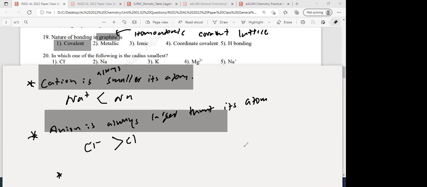So write the third point now. When the charge of the anion increases, what happens? Anion is a negative ion. 2 minus becomes 3 minus. What will happen? When the charge of the anion increases, what happens to the radius? The radius also increases. The radius of the anion increases.